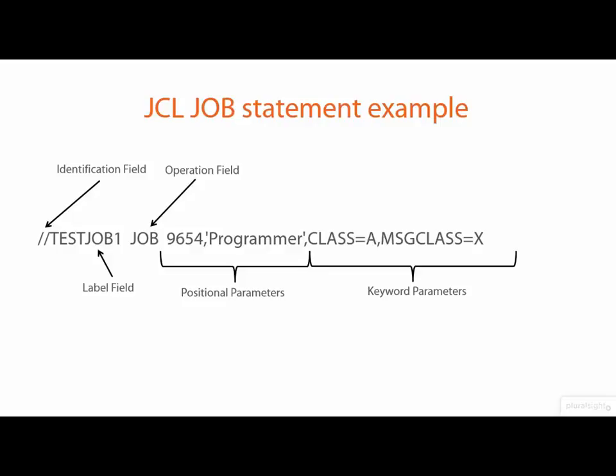Beginning with the job statement, we have the required slashes coded as the identification field. This is required for all JCL statements and will be followed in all subsequent examples. The label field immediately follows this and is used to identify the job.